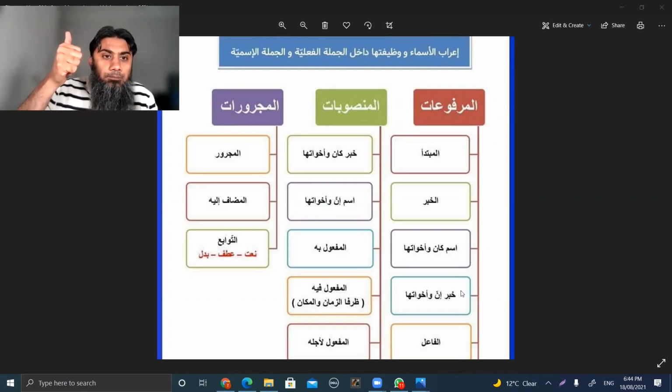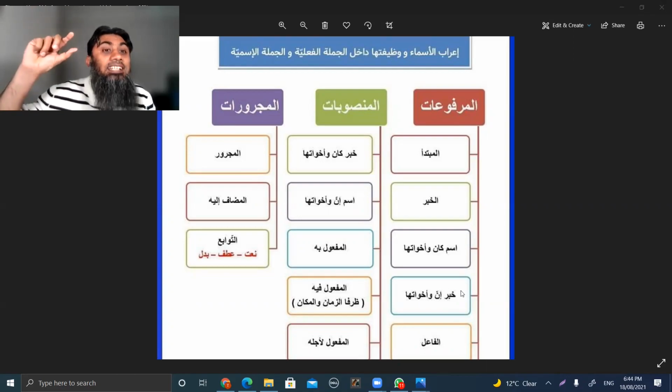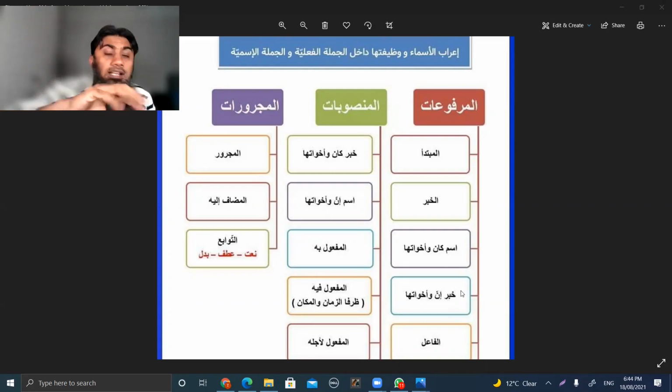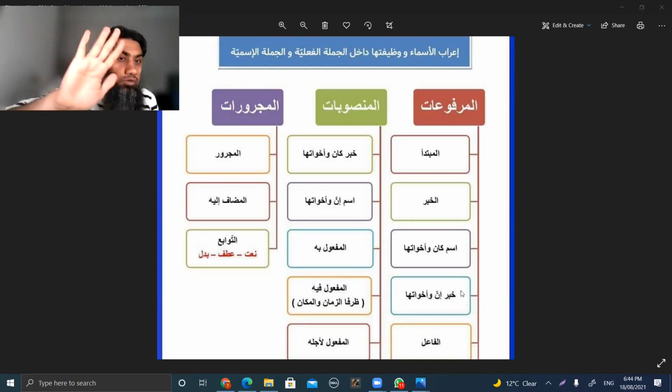So difference number 1, inna is a harf and kana is a fail. Difference number 2, the ism of inna is always after the inna, either a clear ism or an attached pronoun. But the ism of kana can be outside of kana or a built-in pronoun. Because in the case of fail, if kana is used as number 1 in the chart, kana, or number 4, kanat, in these two cases it can have an outside ism, but in the rest of the cases it has an inside ism. So kana can have an outside or inside ism, but inna always has outside.